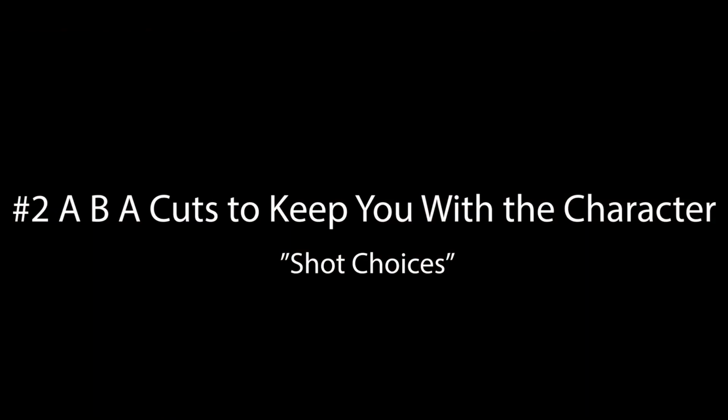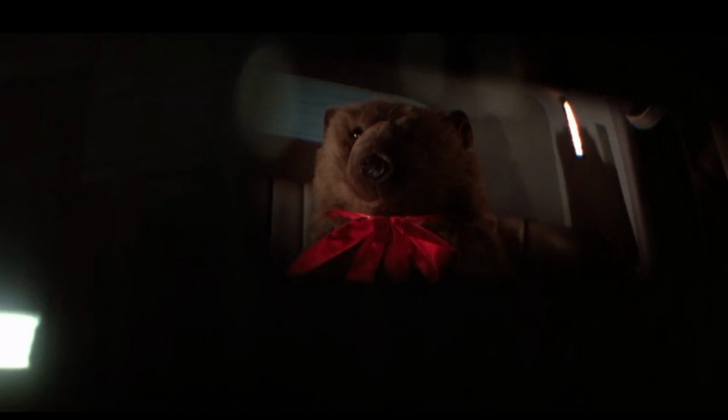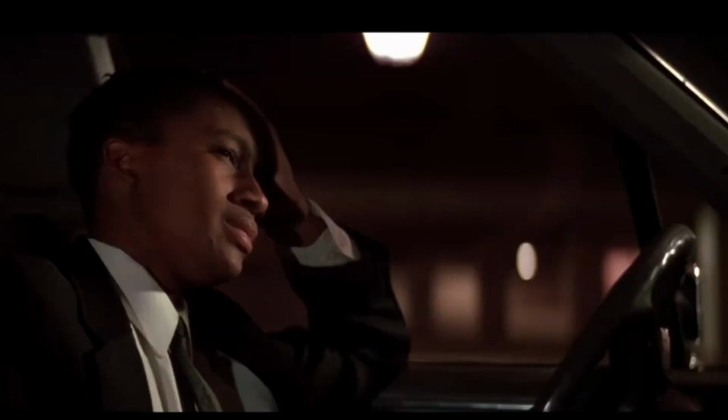Number 2. ABA cuts to keep you with the character. Die Hard uses a lot of ABA cuts. This means that you have an A shot, and then a cut to a B shot, and then a cut back to the same exact A shot. This is done so the viewer doesn't need to rethink about where they are spatially in the scene. This makes things flow a little bit nicer and makes it just overall easier to watch.